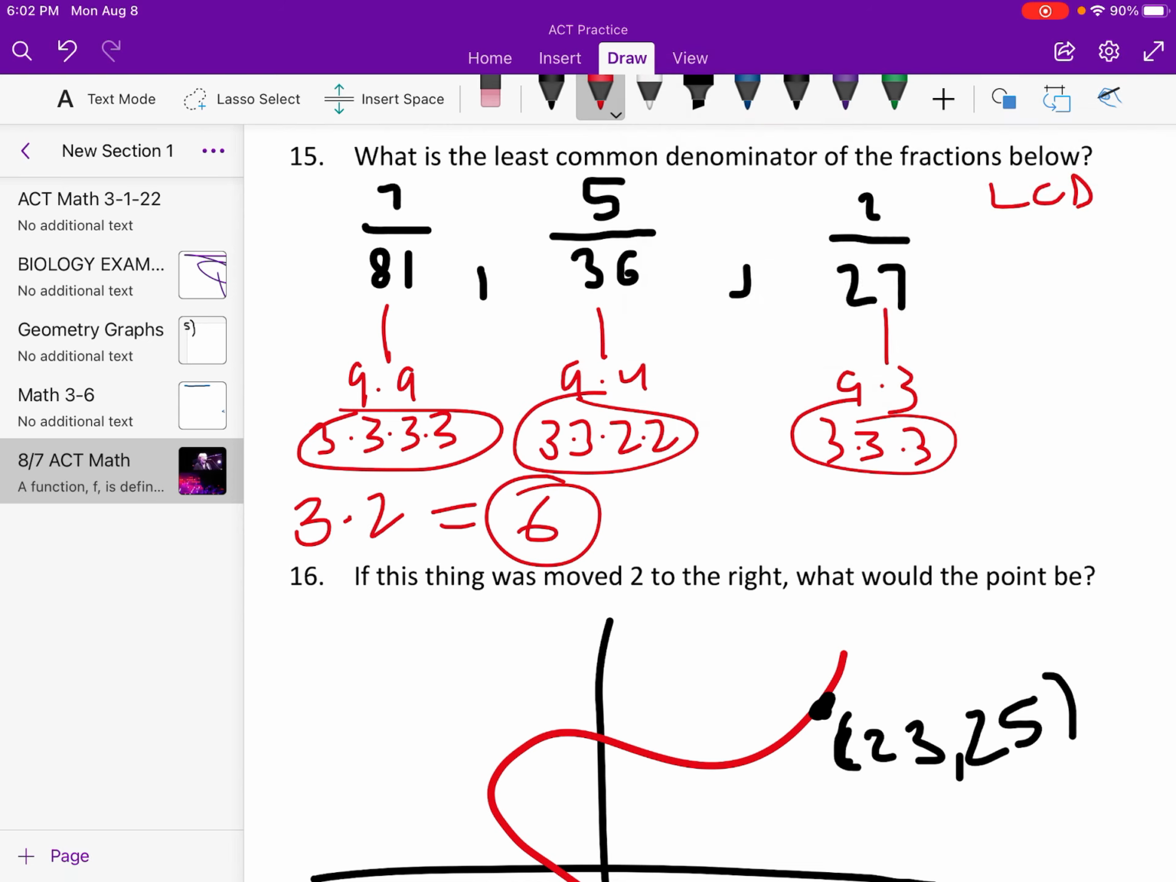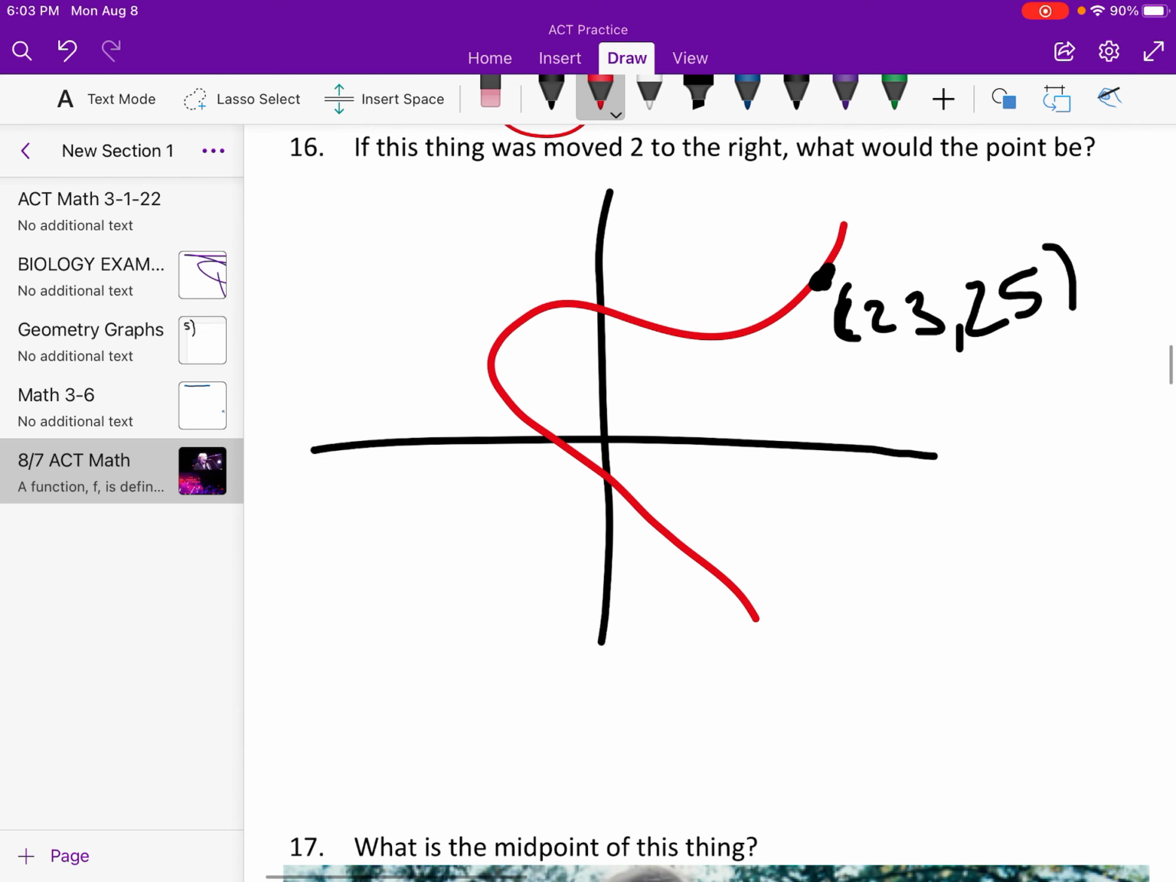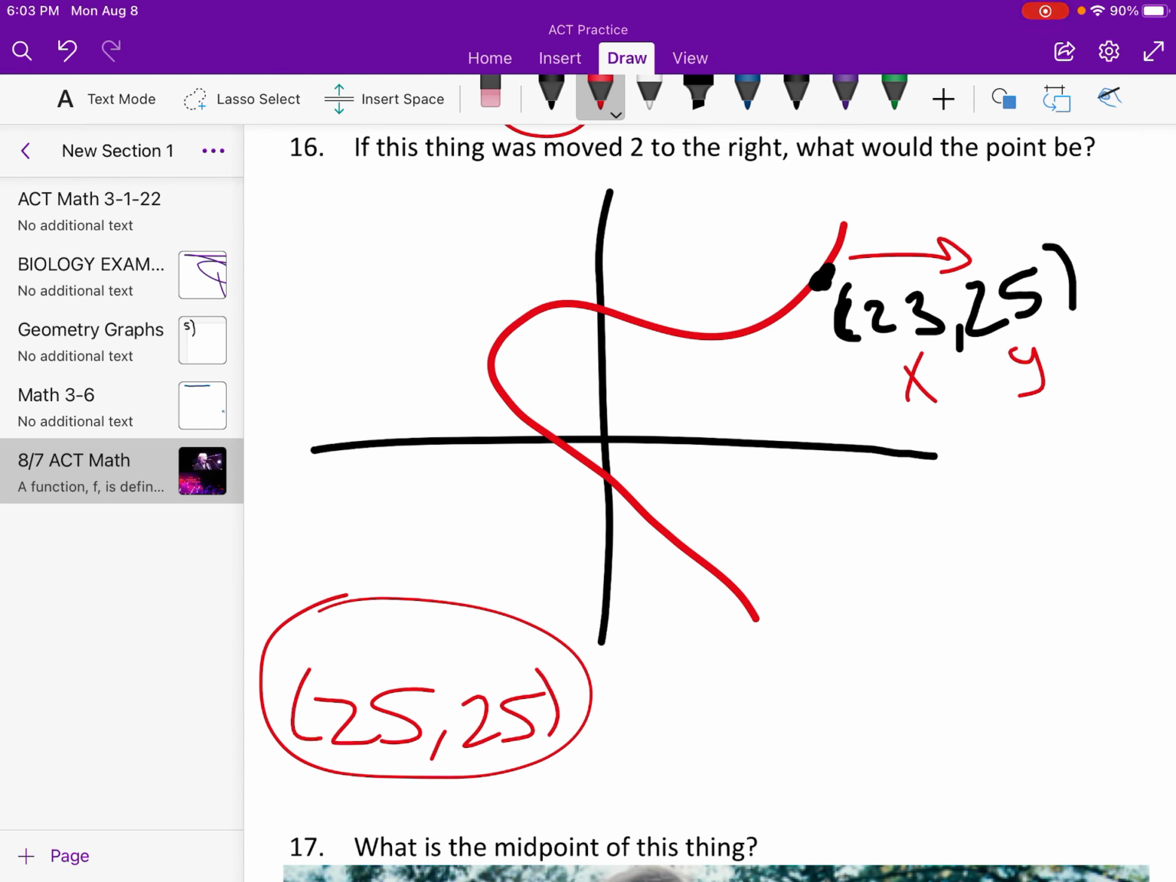All right. If this thing was moved 2 to the right, what would the point be? Well, 2 to the right, that's this way. Or sorry, not that. This would increase the x by 2. So that would be 25, 25. Man, I got a lot of errors on my answer key. I don't even know why. I was trying to say 23, 27.